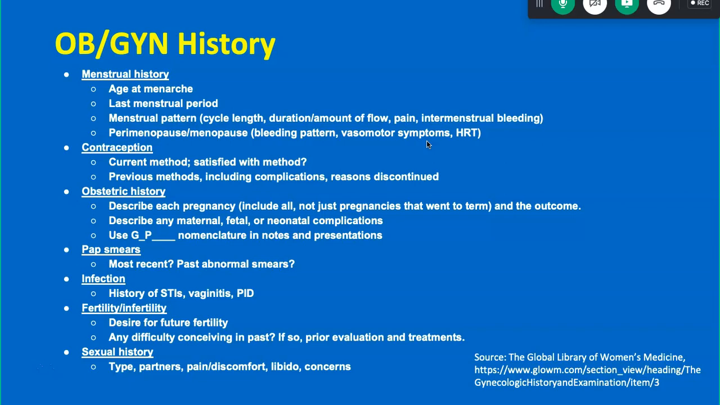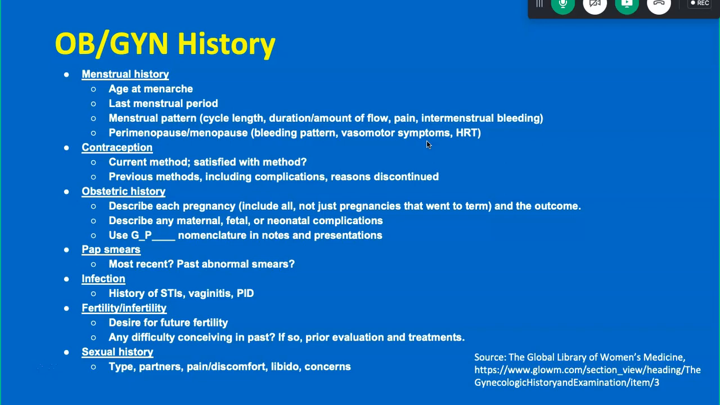Pap smears screen for cervical cancer. You want to know the most recent date of their pap smear and if they have any past abnormal smears. And next is the infection history. Do they have any history of STIs, any history of vaginitis, any known history of pelvic inflammatory disease?